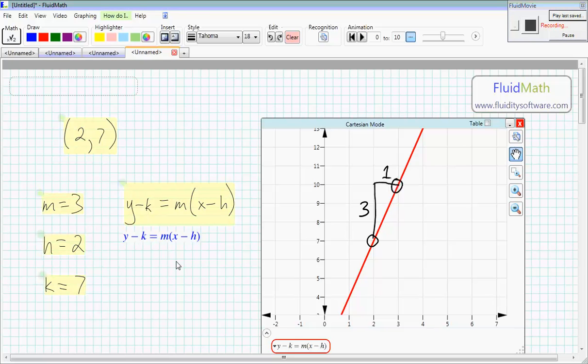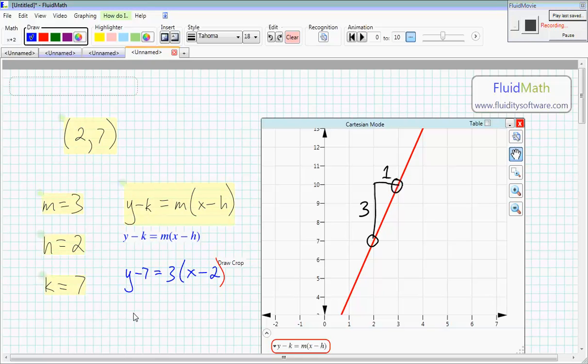So it looks like we found the right equation, or at least the right parameters. So to finish the work, to find the equation, we can write this out. y minus, we plug it in, instead of k, we have 7. y minus 7 is equal to the slope m, which is 3, times x minus 2.